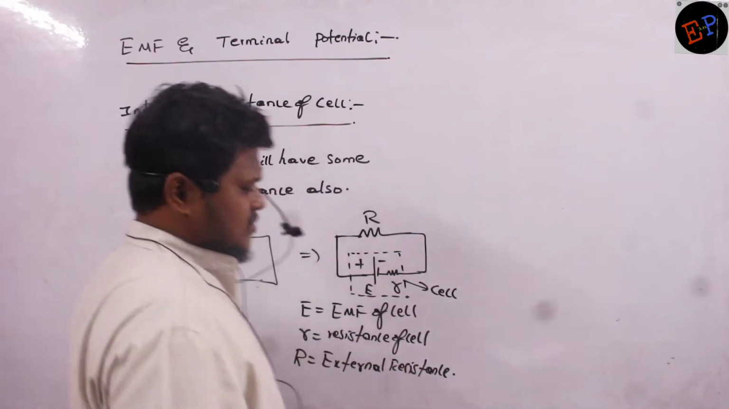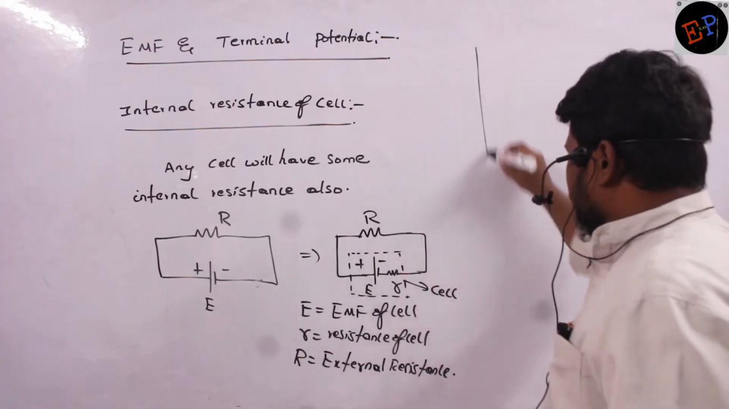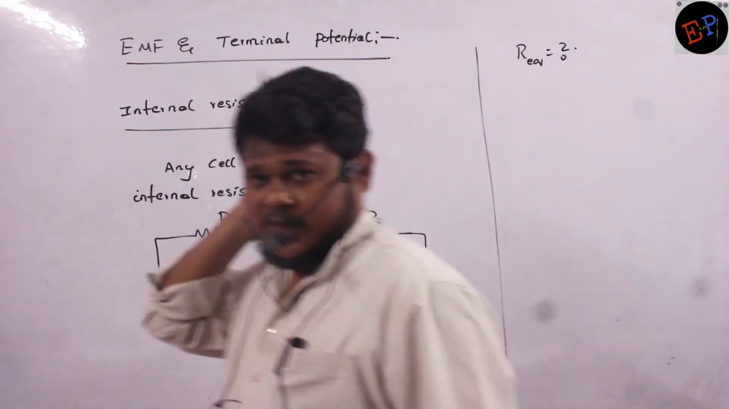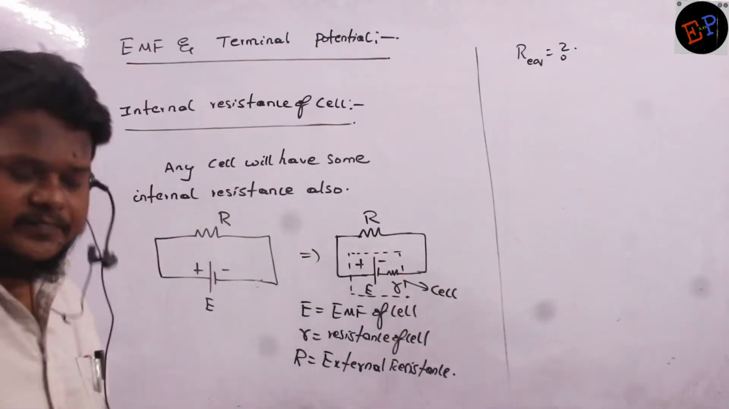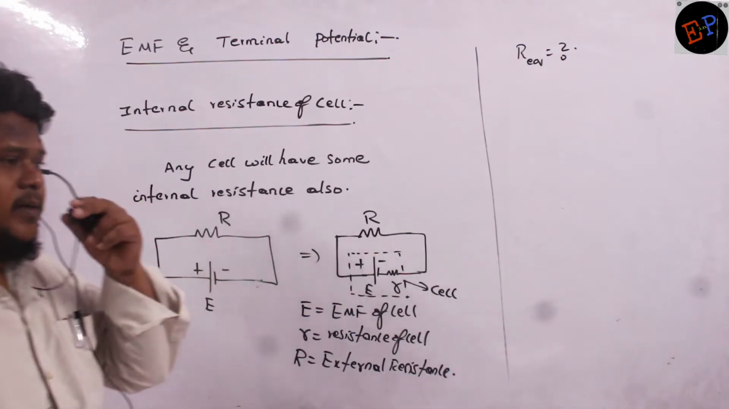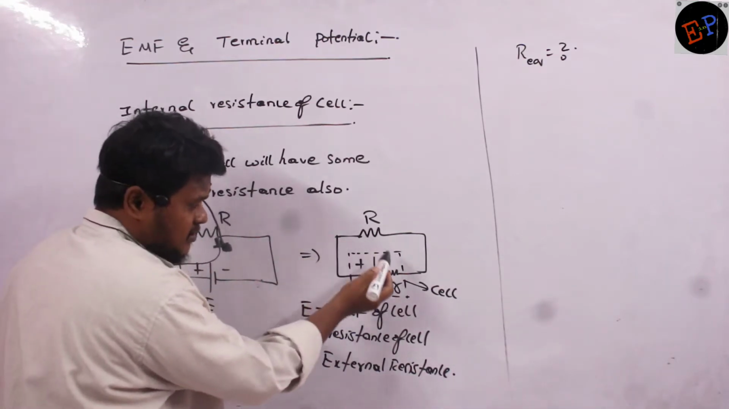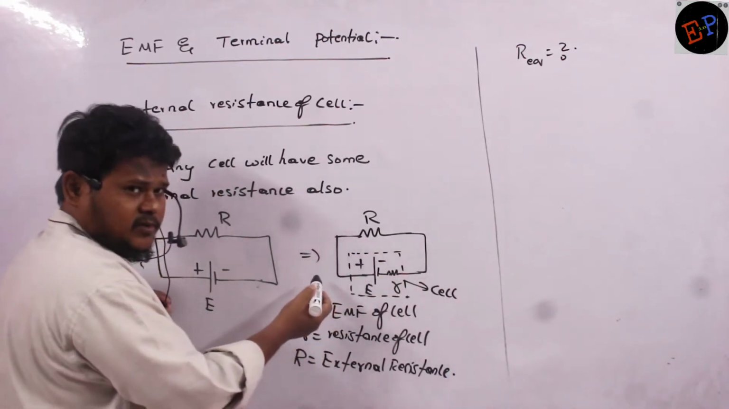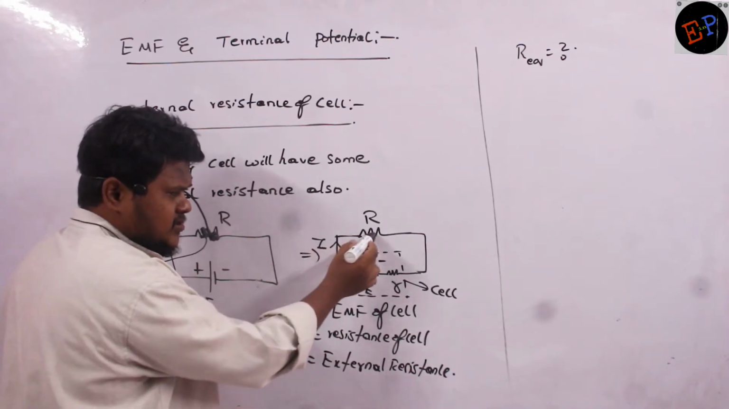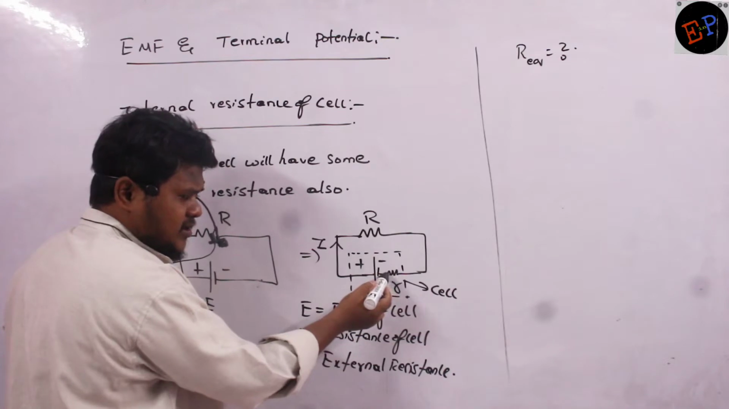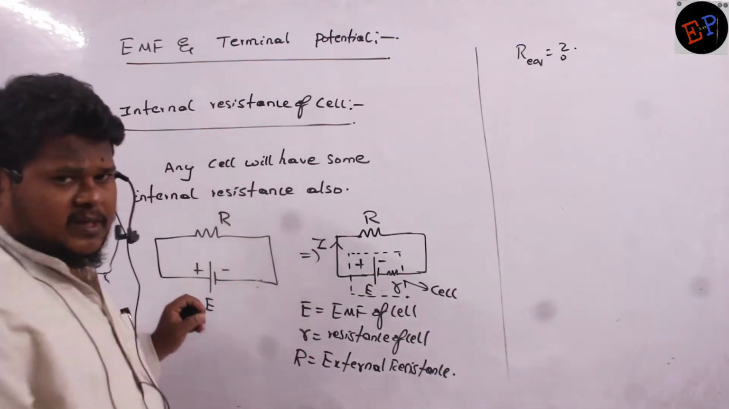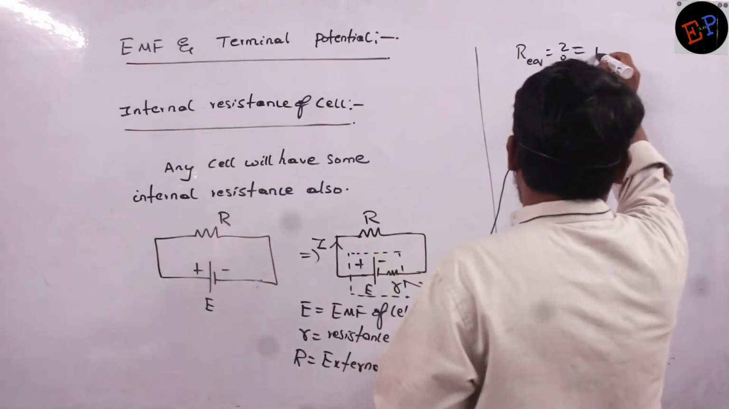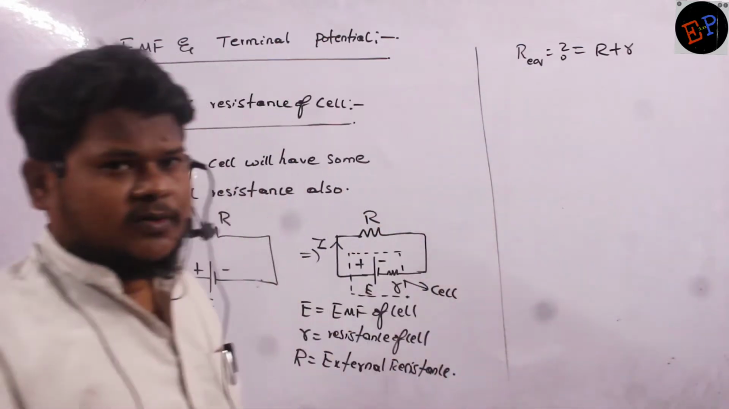Now can you say, what is the total equivalent resistance of the circuit? Total resistance is how much? See, this capital R and this small r, are they connected in series or parallel connection? Definitely series connection only. The current which enters the external resistance, the same current will enter the internal resistance also. So current is not dividing. If current is not dividing, it is a series connection. So therefore, I can say it is capital R plus small r. This is the total resistance of the circuit.